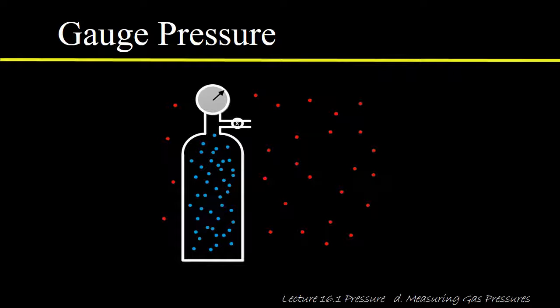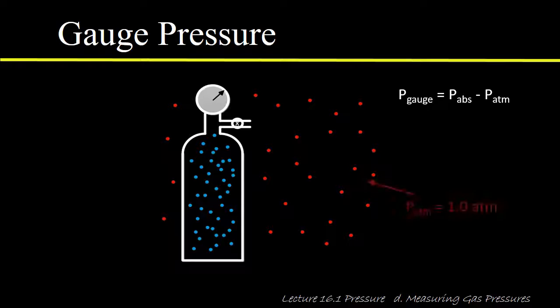All right, so let's look at a simple example. This is a gas cylinder with gas in it. We're using blue molecules for the gas, and the little red molecules out there represent the air molecules. And so if we're interested in seeing how gauge pressure works, here we can recall that equation, right? Gauge pressure is the absolute pressure of the gas minus the atmospheric pressure. The gauge is going to give us the difference between those two.